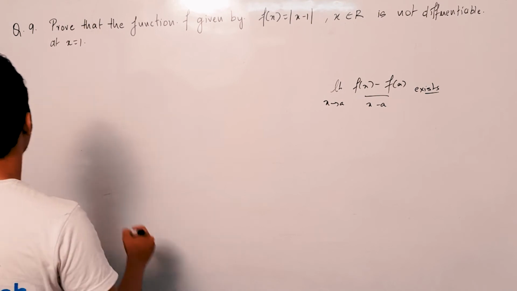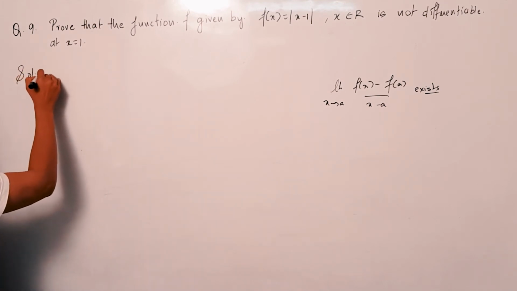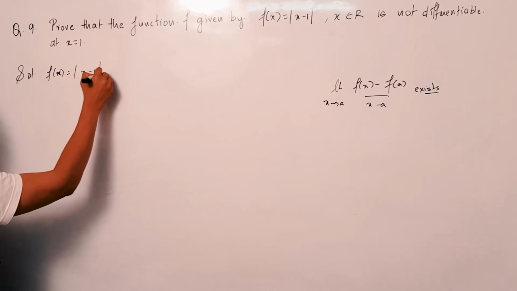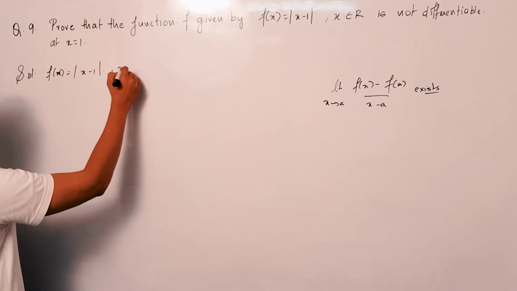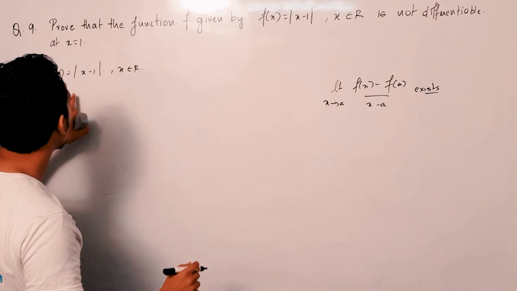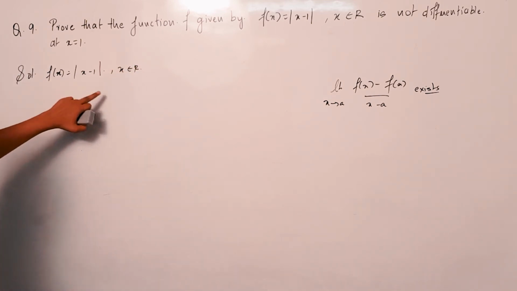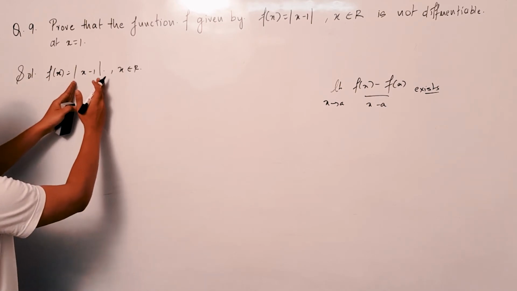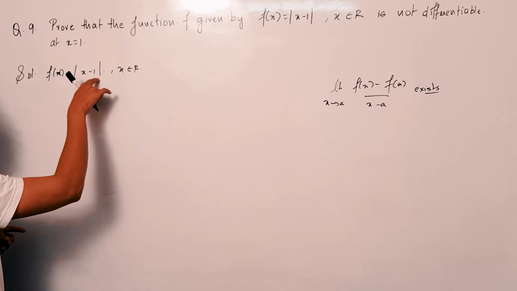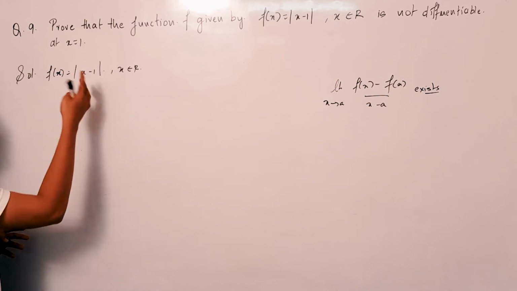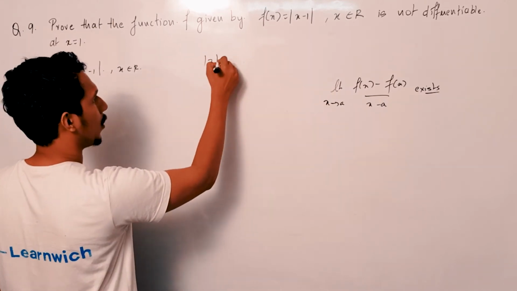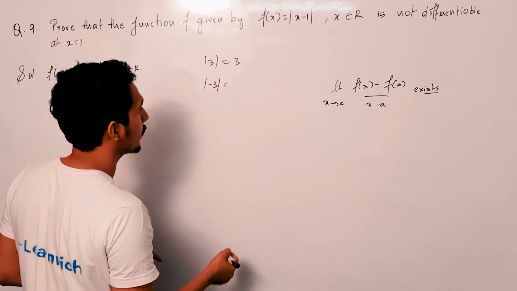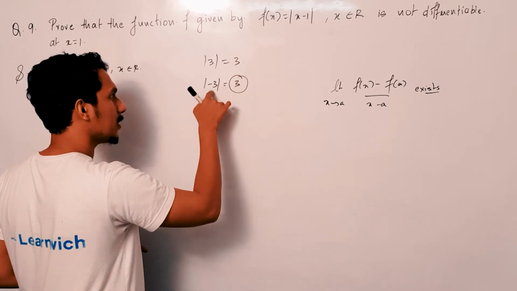Let's define the function carefully. It says f of x equal to mod of x minus 1 and x is an element of R, okay. But we cannot apply limits when this is in the modulus form, okay. So we have to break this function. So this modulus has a job only when this x minus 1 becomes negative. Okay, what is the function of a modulus? If it is mod 3, you will put it as 3. If it is negative 3, then modulus of negative 3 will be 3. Okay, so this is where it starts working.